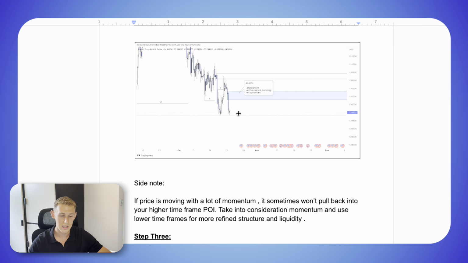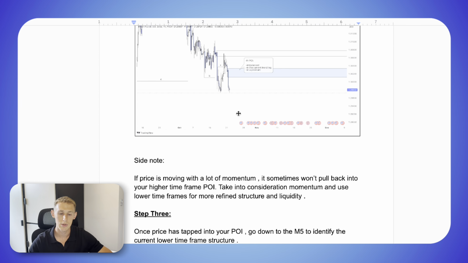And that brings us over to step 3, which is where we're looking for some sort of confirmation, right? Because we don't want to just blindly buy or sell from these points of interest.